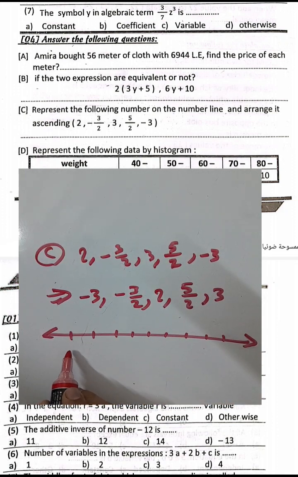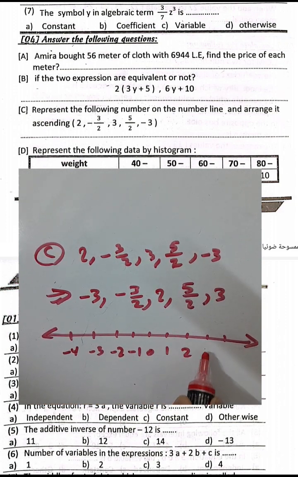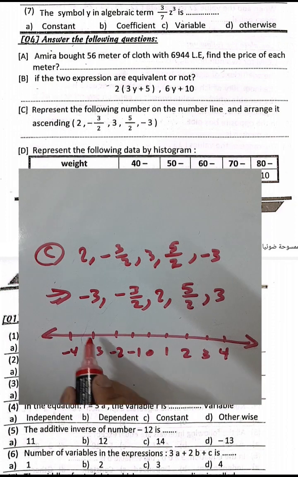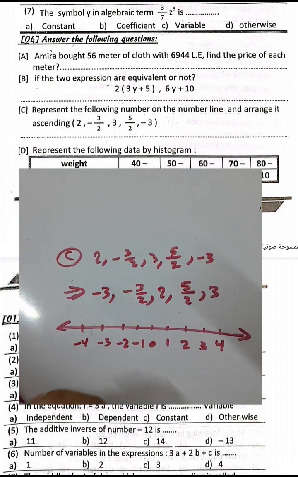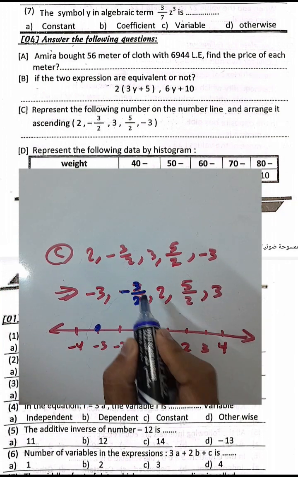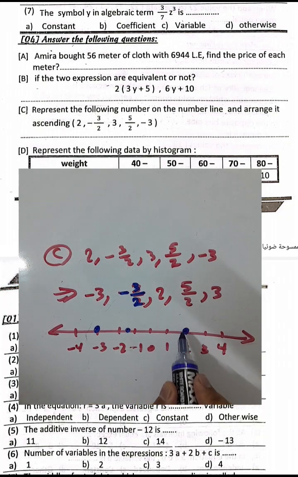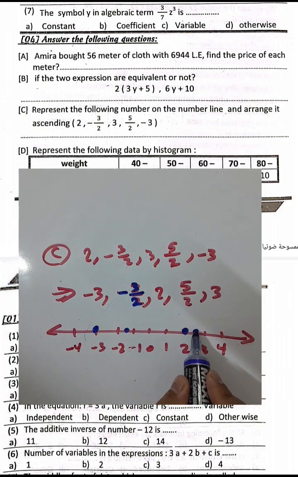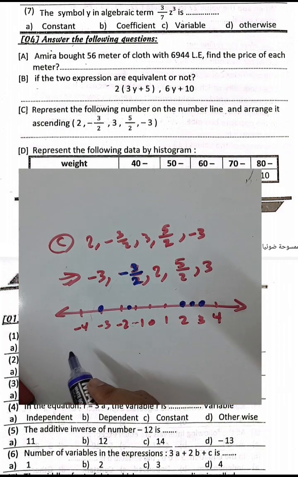We have here negative 4, negative 3, negative 2, negative 1, 0, 1, 2, 3, 4. Negative 3, and negative 3 over 2 will be negative 1.5 here, and the 2, and 5 over 2, 2.5 here, and 3 here. Arrange ascending from least to greatest.